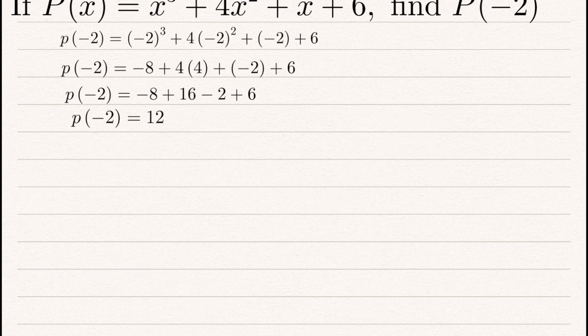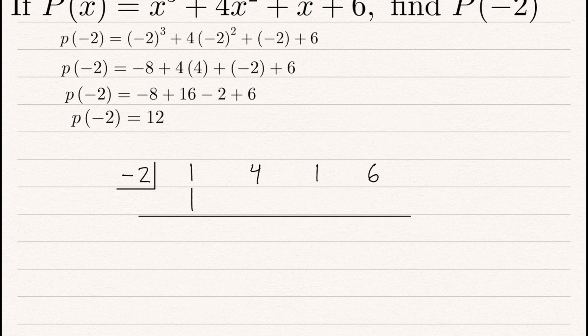To synthetically divide, we would simply set up -2 and we take only the coefficients. So the coefficient of x cubed is 1. The coefficient of 4x squared is 4. The coefficient of x is 1. And the coefficient of 6 is 6.